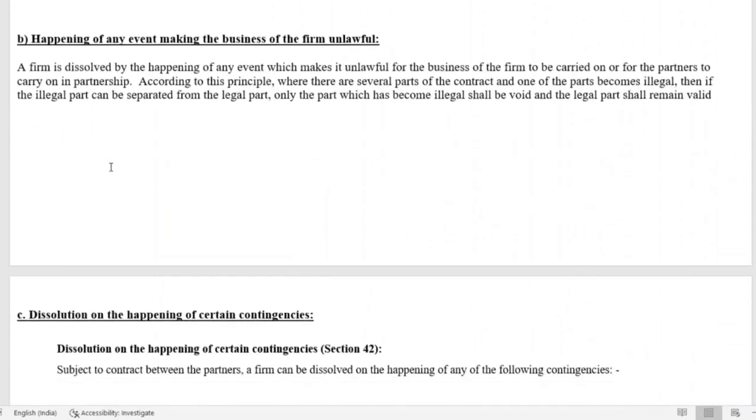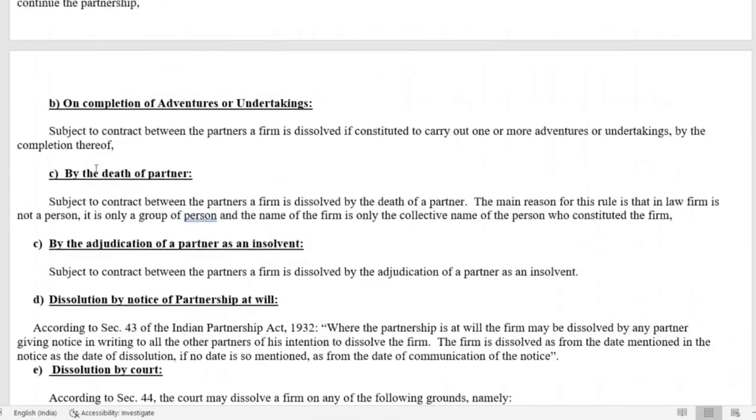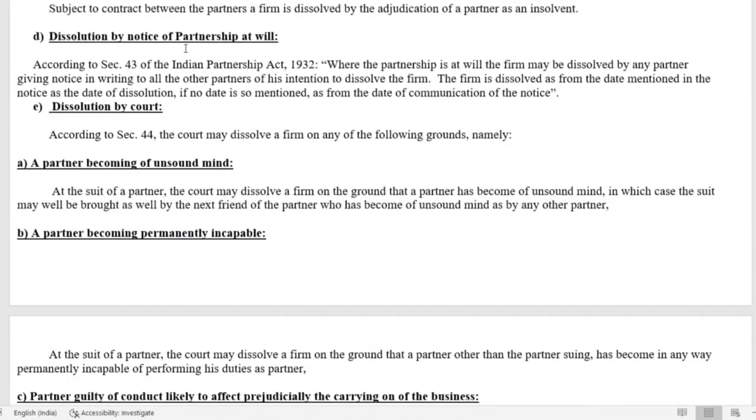So, dissolution of partnership at will. Here the will of the person plays a very important role. According to section 43 of the Indian Partnership Act of 1932, where the partnership is at will, the firm may be dissolved by any partner giving notice in writing to all the other partners of his intention to dissolve the firm. That means any one partner may give the notice, and the other partners accept his intention to dissolve the firm, and they can wind up the partnership firm.